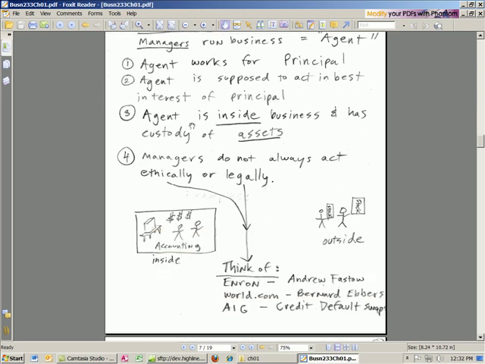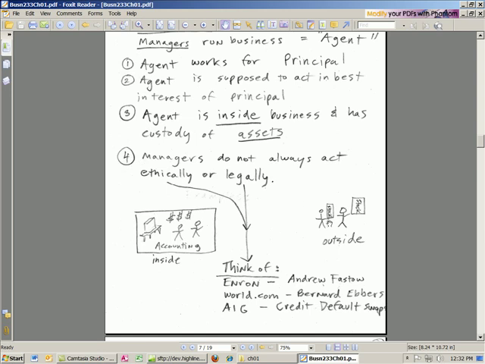But here's the problem. The agent is inside the business and has custody of the asset. Managers are here. Here's a picture, right? And the owners are out here with their stock. How in the world, if they're always out here and the manager's just doing everything every day, not only are they making decisions, they are in control of the assets and the accounting and everything. Right? So there's a problem here. How do you get these guys here to act in the best interest?